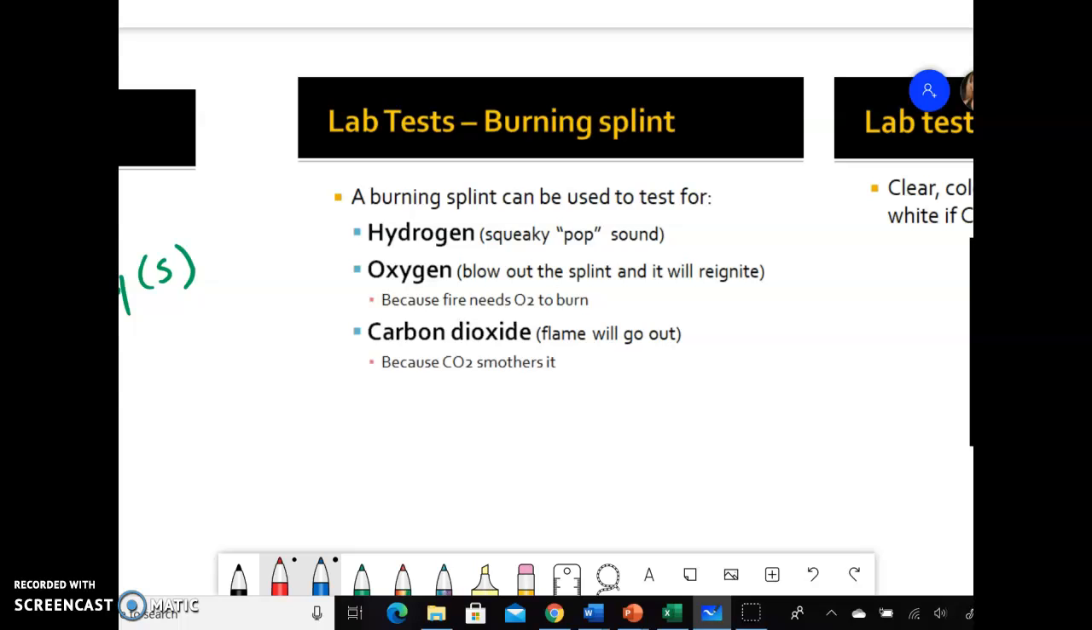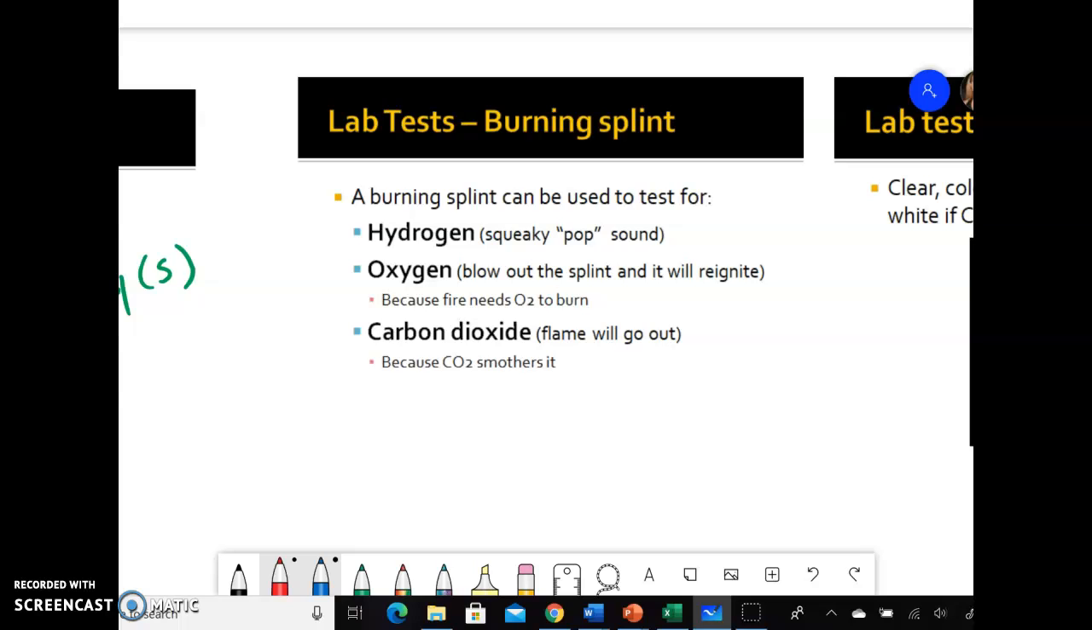So a burning splint is when you light a splint on fire. If you stick it into a test tube that contains hydrogen, so let's say that you do a reaction and you capture the gas in a test tube, you can put the burning splint in there and you'll hear a pop sound that indicates that there's hydrogen present. If you blow out the splint and quickly put it into the test tube and it reignites, that usually means that oxygen is in the test tube, and carbon dioxide will smother the flame.